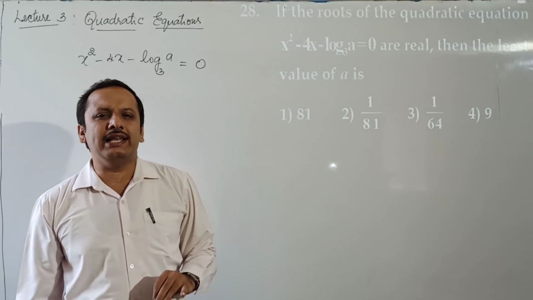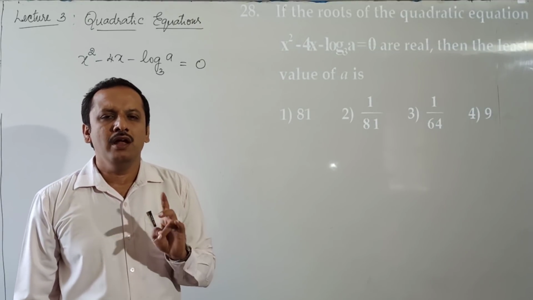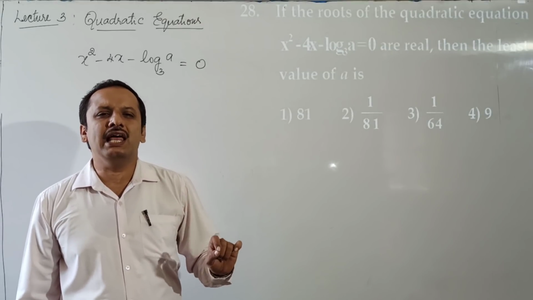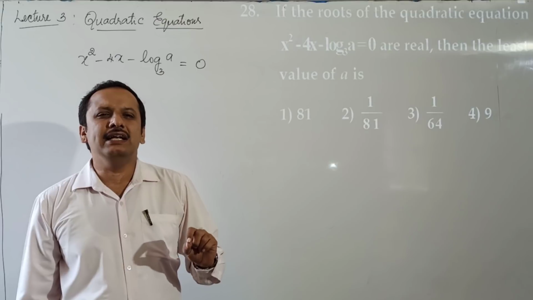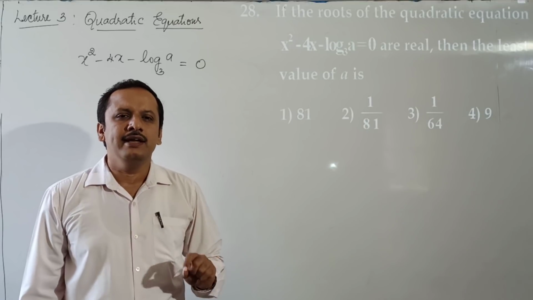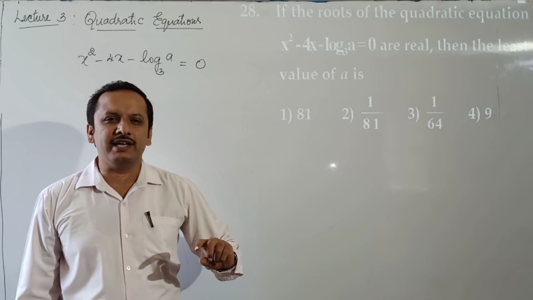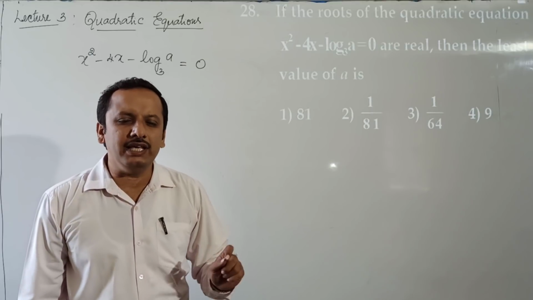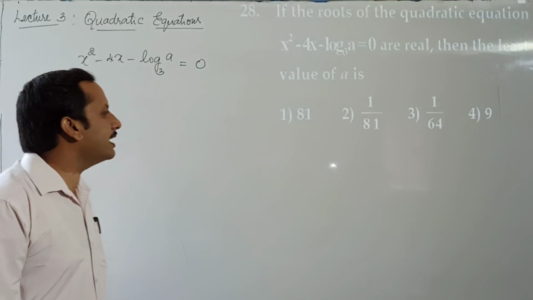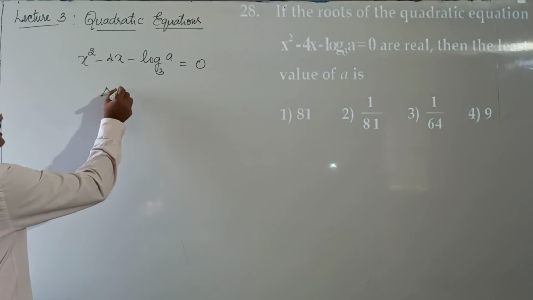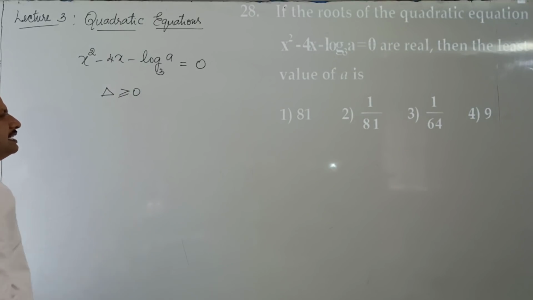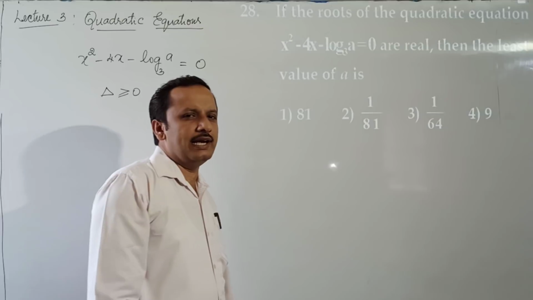So when the roots are real, then what happens to delta? Delta, the discriminant, is equal to 0 when the roots are real and equal. And delta is greater than 0 if the roots are real and distinct. Now we don't know whether the roots are real and distinct or real and equal. The only thing they have given is that the roots are real. So roots are real means either delta is greater than 0, that is when they are real and distinct, or delta is equal to 0 when the roots are real and equal.